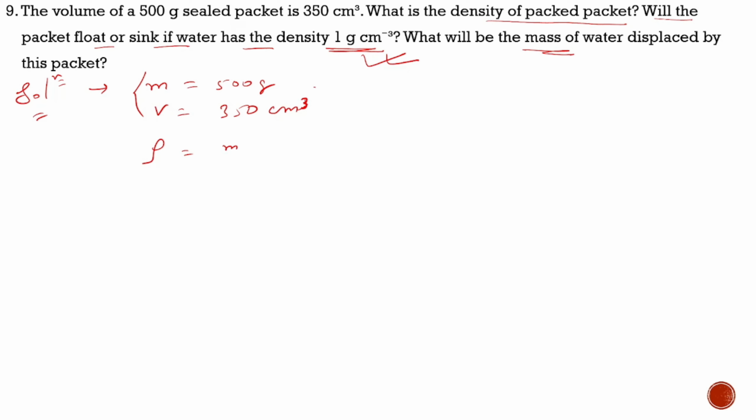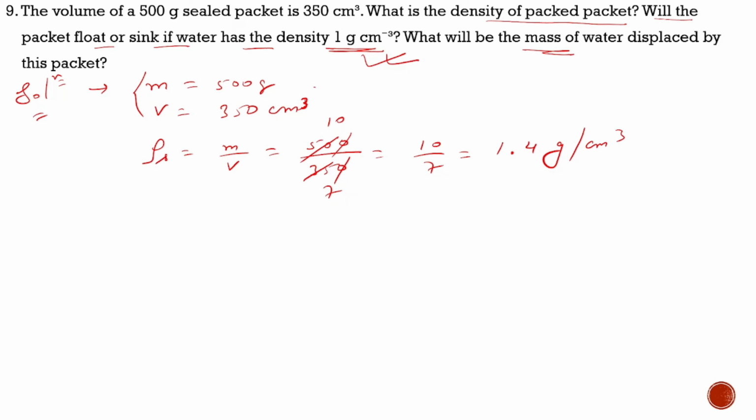Density of substance is mass per unit volume of substance. Mass of substance was 500 gram and volume was 350 centimeter cube. 5 tens are 50, 50 by 350, it is 10 by 7, so it will be around 1.4. 7 1s are 7, 7 4s are 28. So the density of that substance is 1.4 gram per centimeter cube.